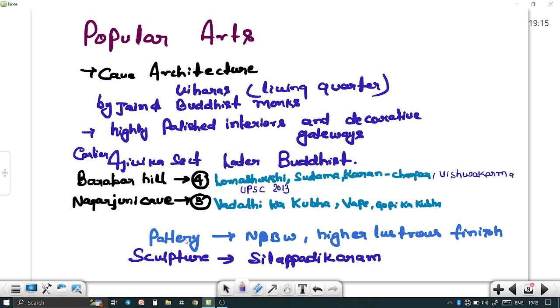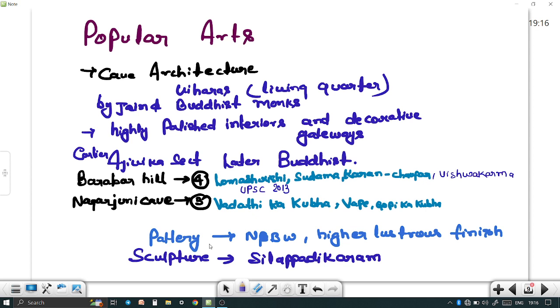Now when we talk about the pottery, the pottery of the Maurya period is basically known as Northern Black Polished Ware, written as NBPW. It was characterized by black paint and a highly lustrous finish, and was considered the highest level of pottery of that period. Now the sculptures were primarily used for the decoration of the stupas, in the Toranas, Medhi, and as a form of religious expression. The sculptures of the Maurya period are related to all three religions, basically Jainism, Hinduism, and Buddhism. The earliest mention of the Yakshis can be found in the Silappadikaram. Well, this all belongs to the Maurya period.